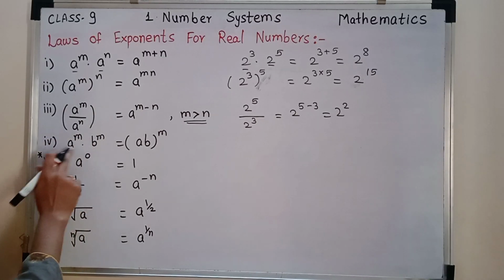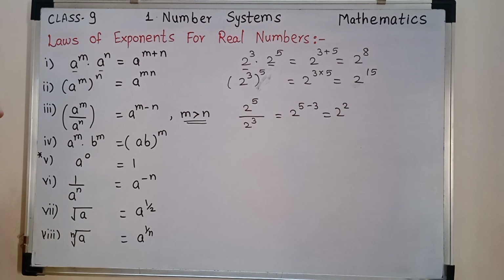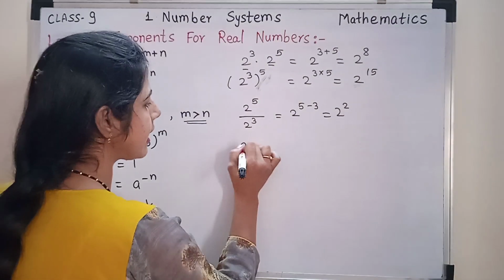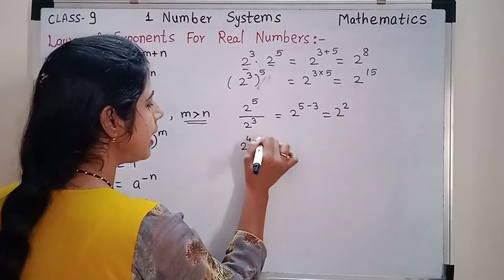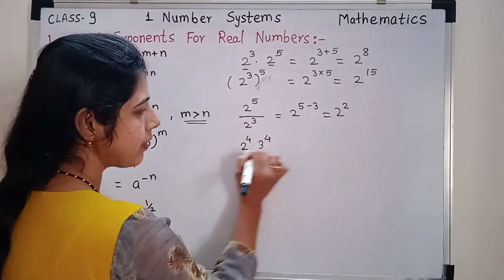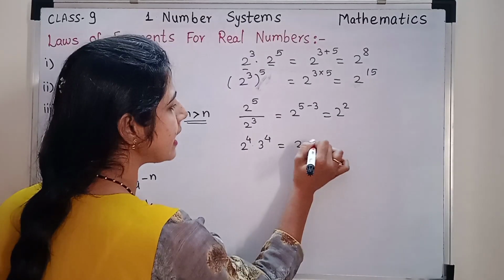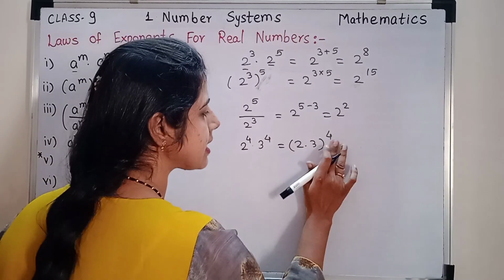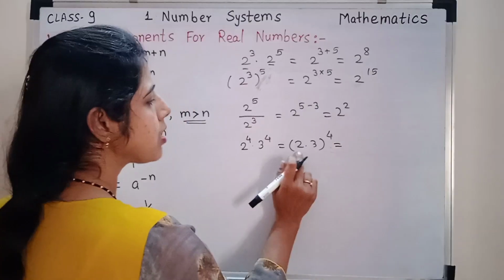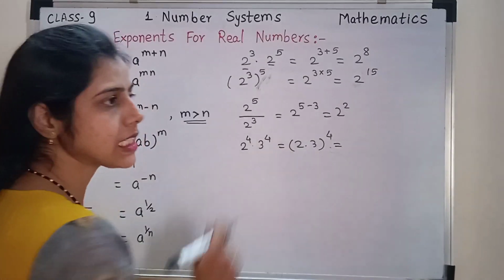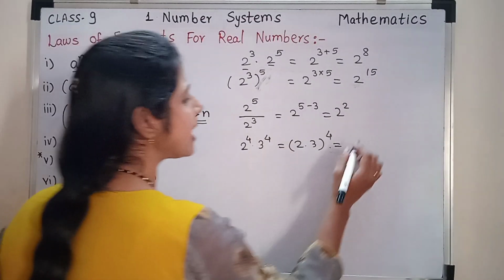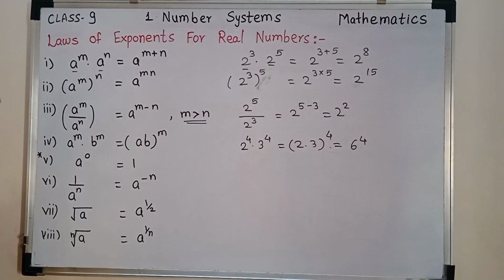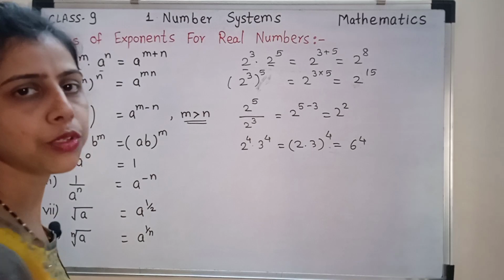Next is a raised to m into b raised to m. Here we have the different bases with the same power. So we can write it in the common. So it will be written as 2 raised to 4 into 3 raised to 4. So we have the different bases. We can write it 2 into 3 raised to 4. So 2 into 3 will be what? It's not actually 23. It's 2 into 3. Multiplication का sign है यहाँ पे. So ये आ जाएगा आपका 2 3 का 6, 6 raised to 4. अगर आपका ब्रैकेट में नंबर का मल्टीप्लिकेशन आएगा so you can solve it.